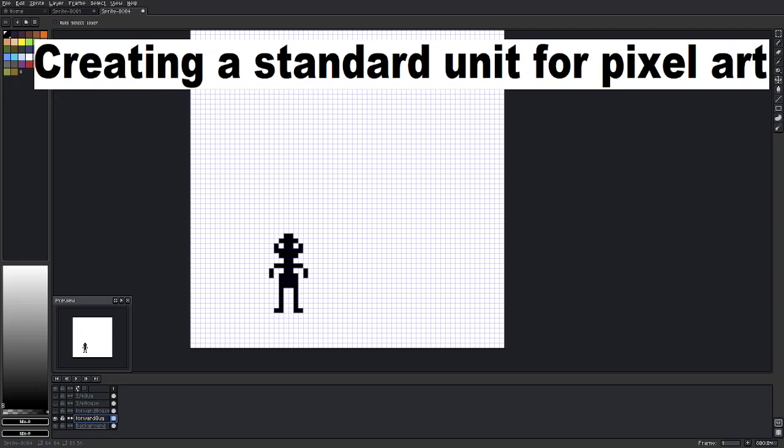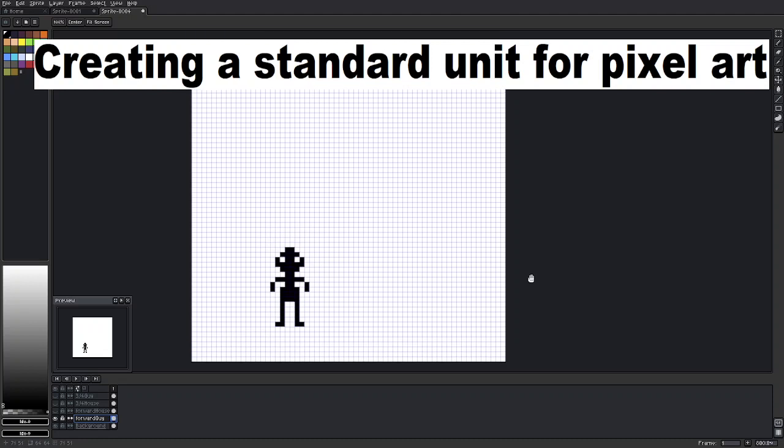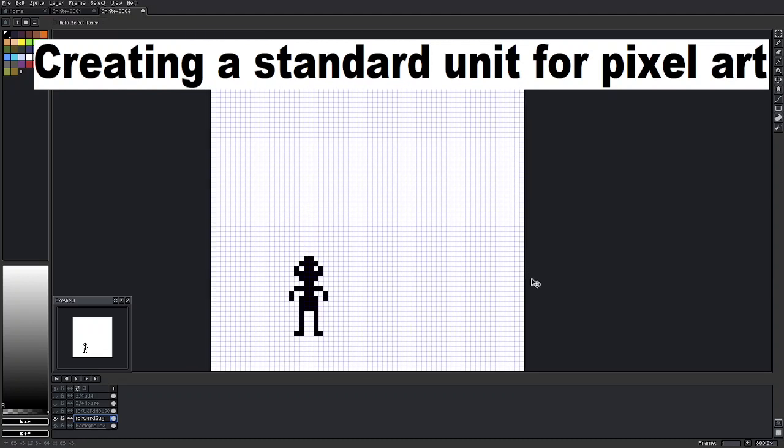Hello. In this video, I wanted to talk about a standard unit. To start off, I made this small sprite. It's not perfectly designed in any way. I made it fast. It was designed in a 16 by 16 pixel box.